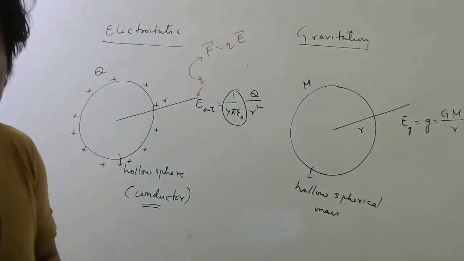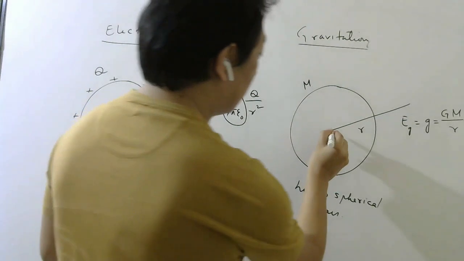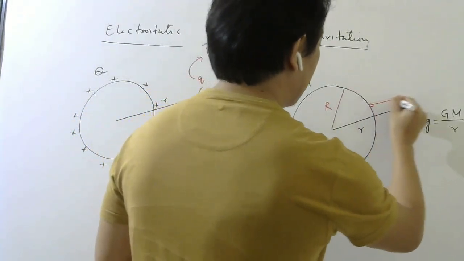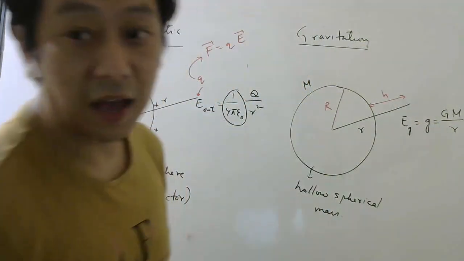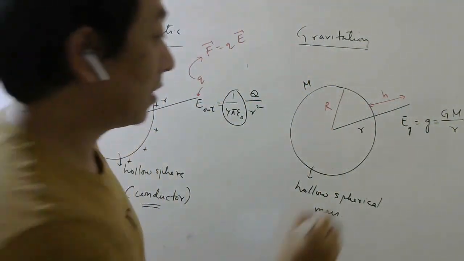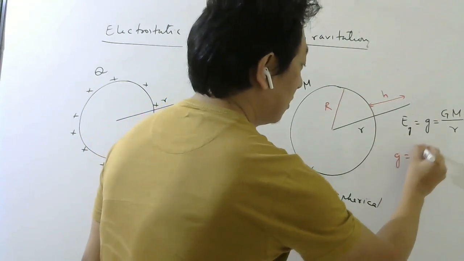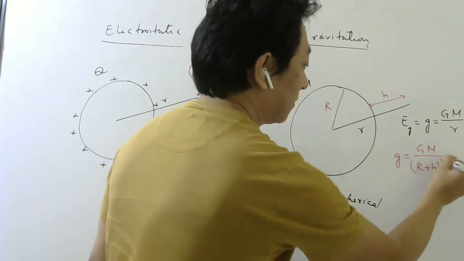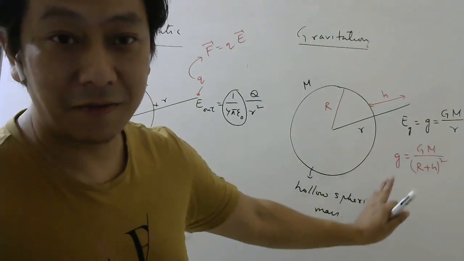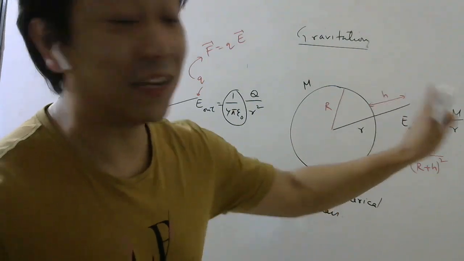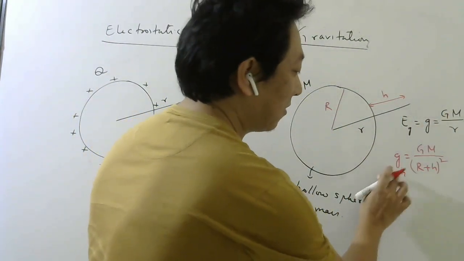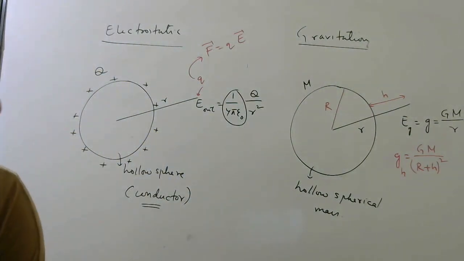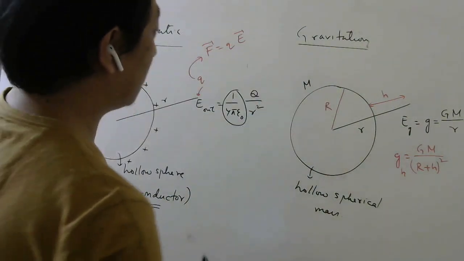Correct or not? Now, if you write this formula in terms of the radius, capital R, and the height h from the surface of the sphere, then at that point I can also write G equal to GM by R plus h whole square. And if you remember, this is the formula for acceleration due to gravity at a height. In first PU we have done this formula. Correct, no? Fine. Please make a note.